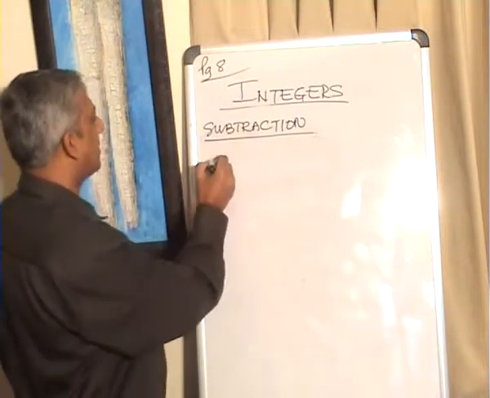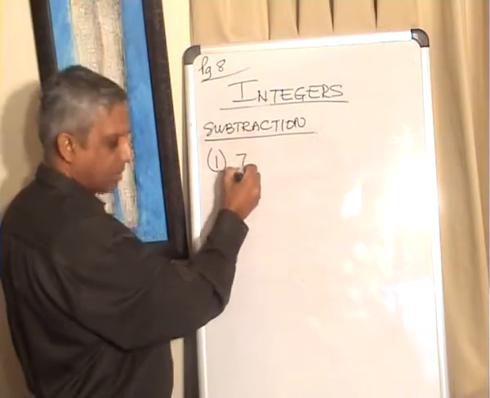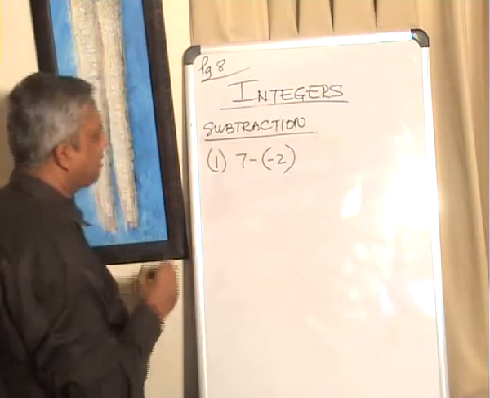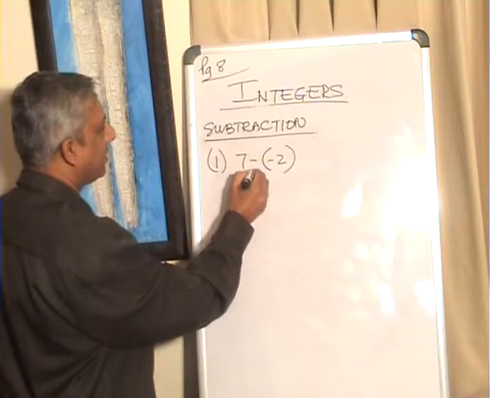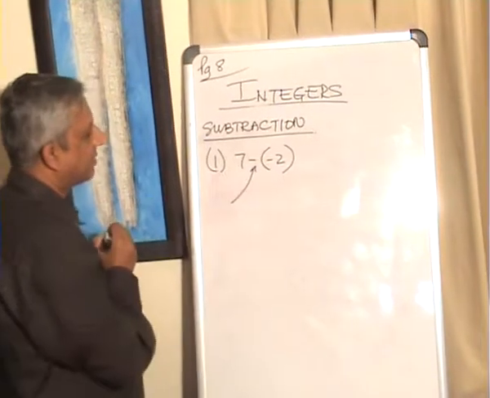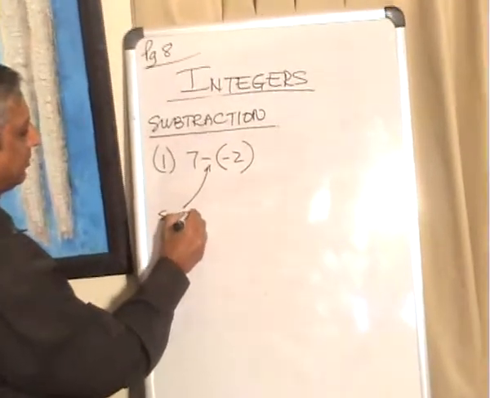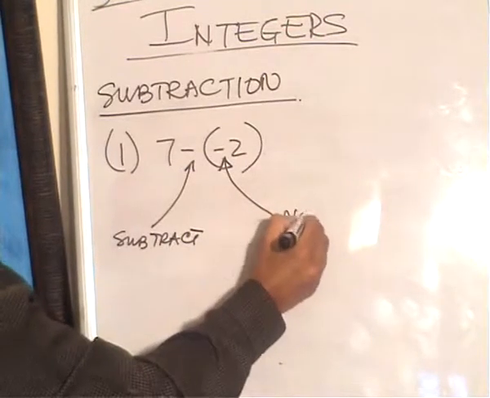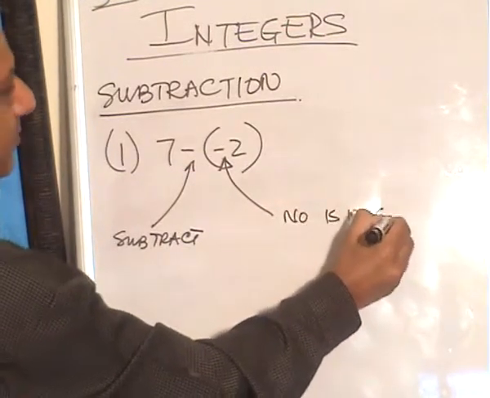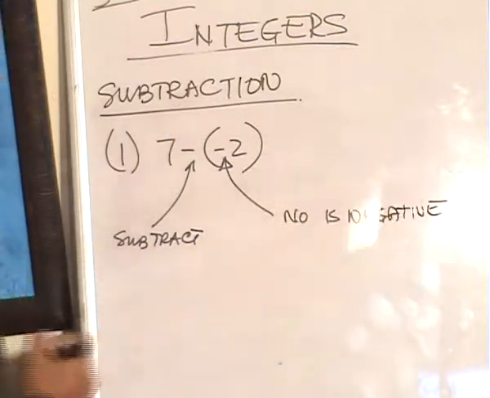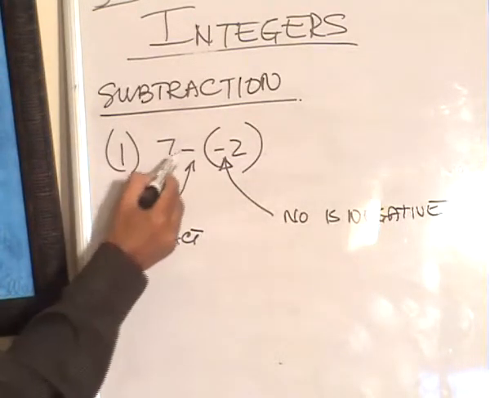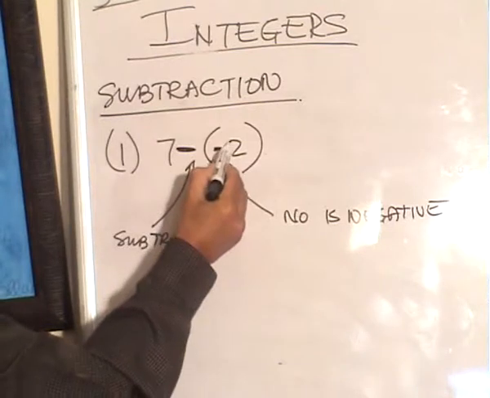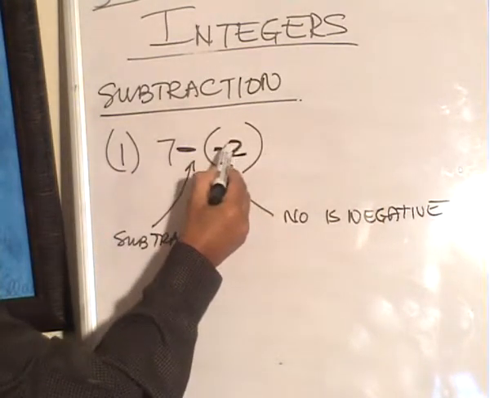So, let's take an example like number 1, 7 minus 2. Now this tells us to subtract. Now you see, you've got to be careful. This sign is telling you subtract. And this one is telling you that the number is negative. So you've got to be clear. It's telling you that this is a subtraction sign, and this is a sign telling you that the number itself is negative.